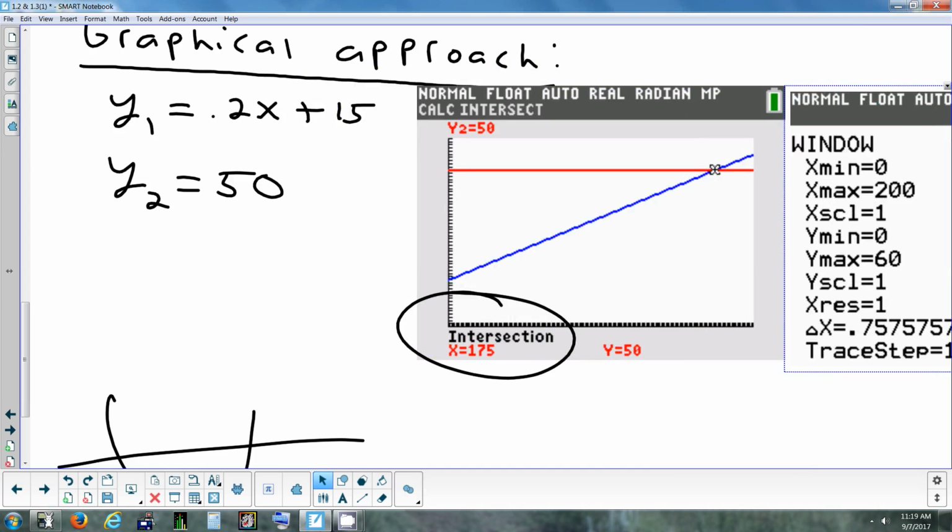Okay. Any other questions? Okay. And even doing it graphically, there's more than one way I could have shown you graphically. This is one way to do it on the calculator. There's other ways too. We'll talk about them at some other point.